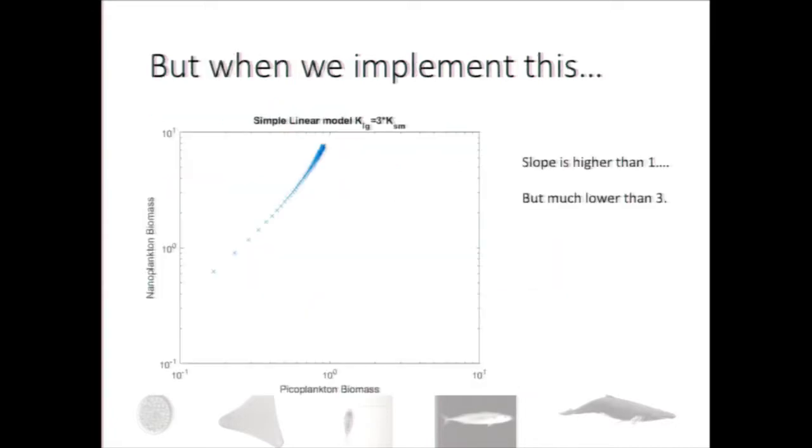But when you look at what that should produce, this is just one example where we let the large phytoplankton have a half saturation coefficient that's 3 times larger than the small phytoplankton, which is what is done in, for example, I believe both the GFDL model and the NCAR-CESM. You get something that looks like this, where this would be a 1-to-1 slope. This would be a 1-to-3 slope, and you get something that ends up in between.